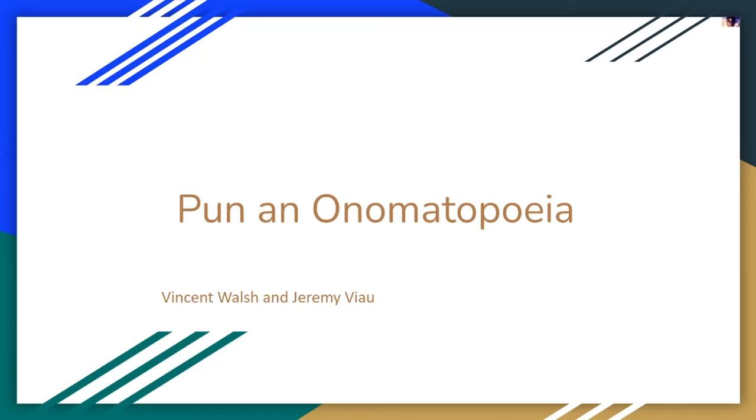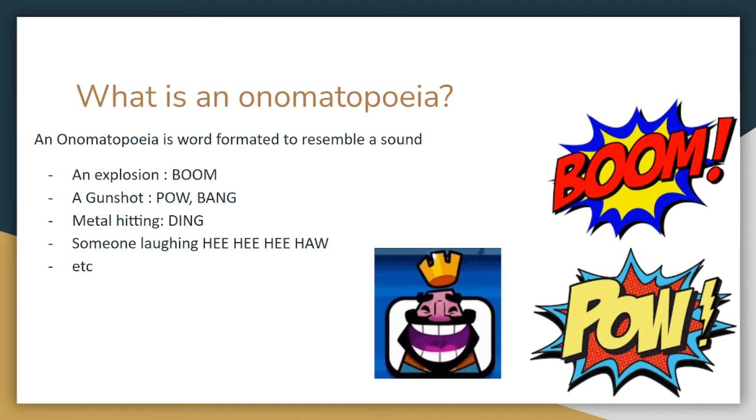Today we're going to present to you puns and onomatopoeias. So, what is an onomatopoeia? An onomatopoeia is a word formatted to resemble a sound, or the direct definition is the formation of a word from a sound associated with what it is named.